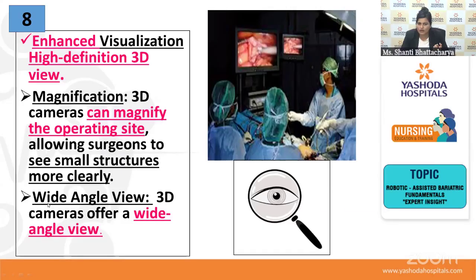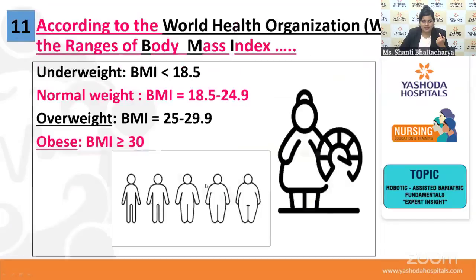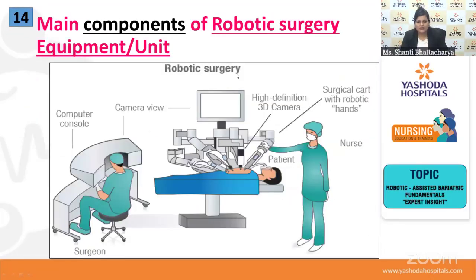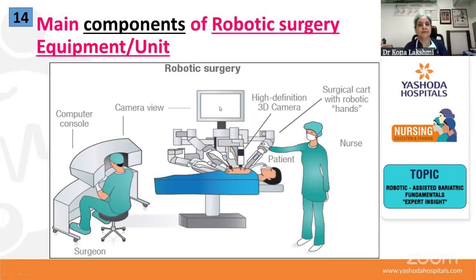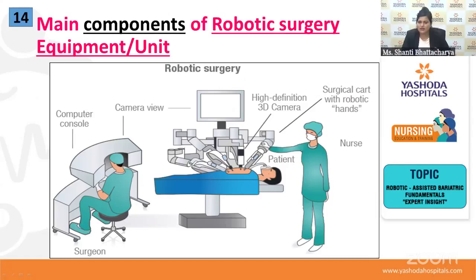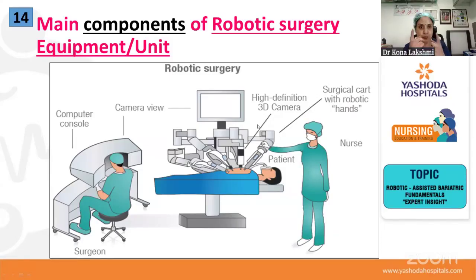If I talk about the wide angle view and the robotic system, going forward from the previous slide, this is how you sit. This is your console computer, and here you get to see what has been displayed. The patient table is here, and the nurses and people scrubbing and circulating are outside. So this is a 3D camera, a 3D wide view.